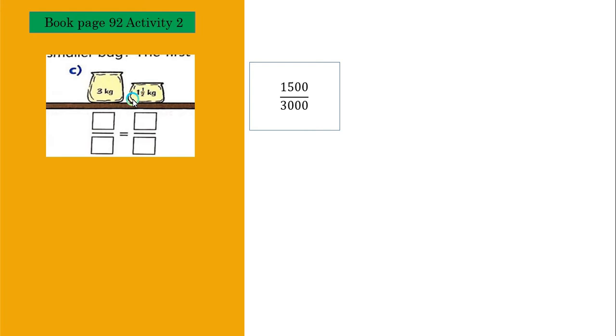Now here, 1.5 kilograms, that is equal to 1,500. And 3 kilograms is equal to 3,000. 1,500 divided by 1,500, the answer is 1. 3,000 divided by 1,500, the answer is 2. That's why the answer is 1/2.